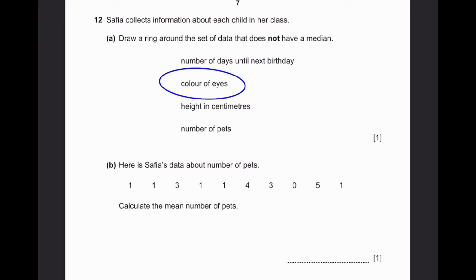B. Here's software's data about number of pets. Calculate the mean number of pets. We can see that there's 1, 2, 3, 4, 5, 6, 7, 8, 9, 10 values. And we can just add up all these 10 values and divide by 10.